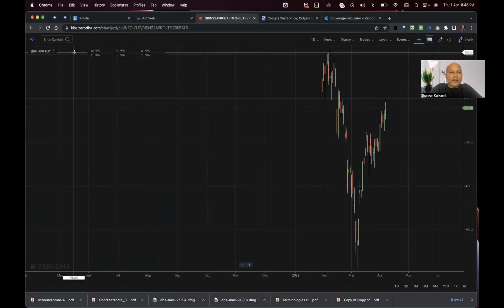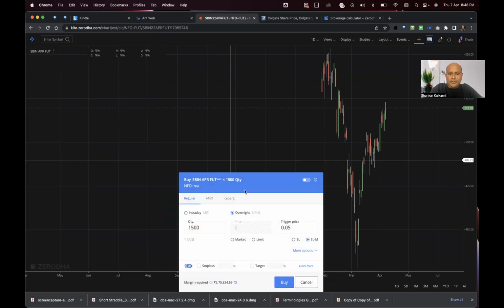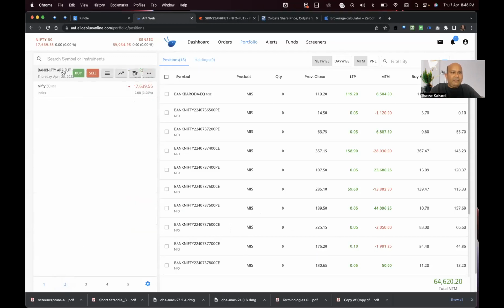This is currently trading at whatever price. Now if I click on buy, can you see the margin requirement here? 2,75,000, and the lot size is 1500. So 1500 shares become one lot. Let me show you other stocks. Let me show you Bank Nifty futures.